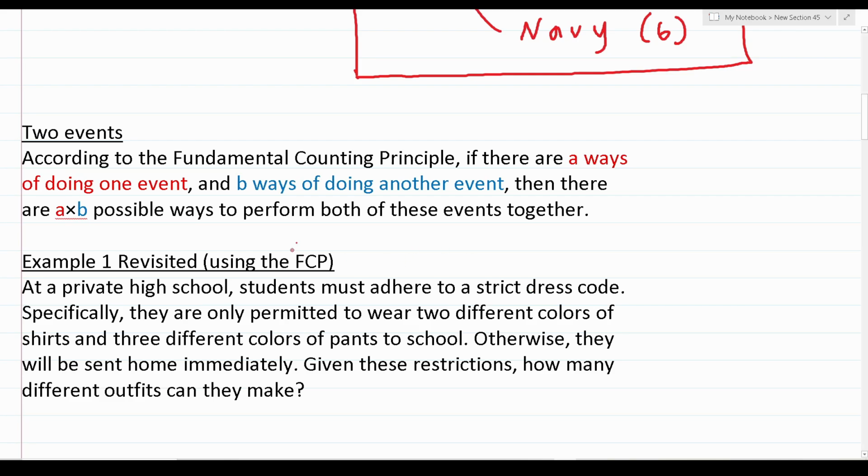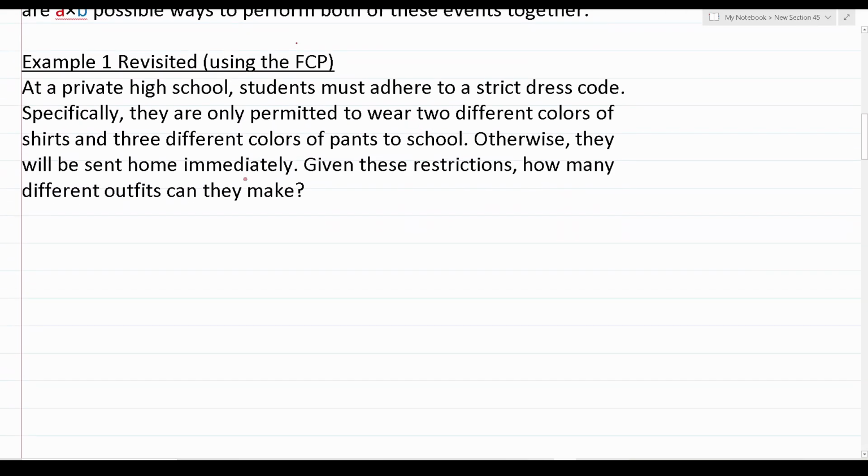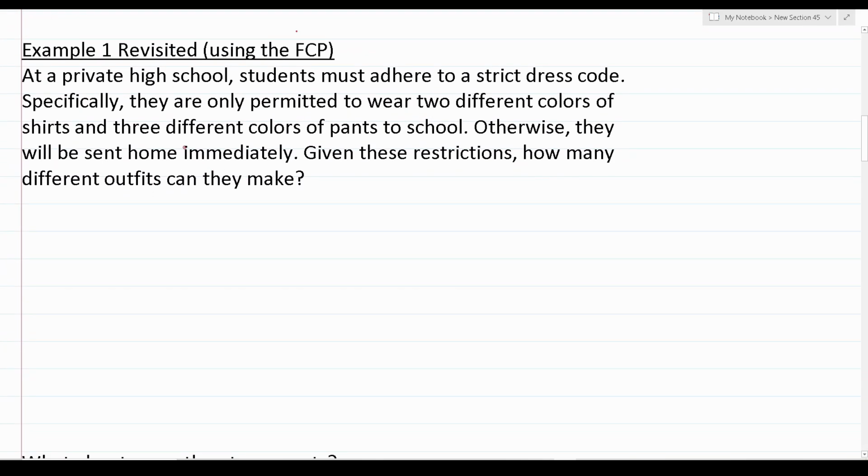So again, let's take a look at this. It says, according to the fundamental counting principle, if there are A ways of doing one event and B ways of doing another event, then there are A times B possible ways to perform both of these events together. All right, same question. Again, at a private high school, students must adhere to a strict dress code. Specifically, they are only permitted to wear 2 different colors of shirts and 3 different colors of pants to school. Otherwise, they'll be sent home. Given these restrictions, how many different outfits can they make?